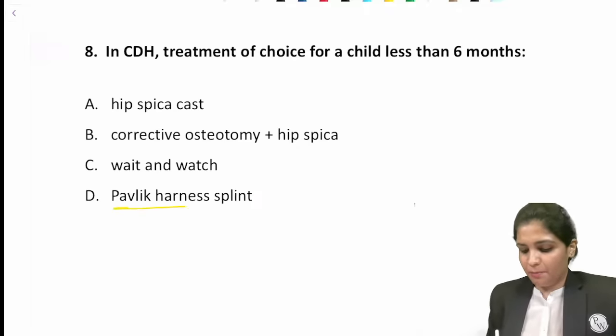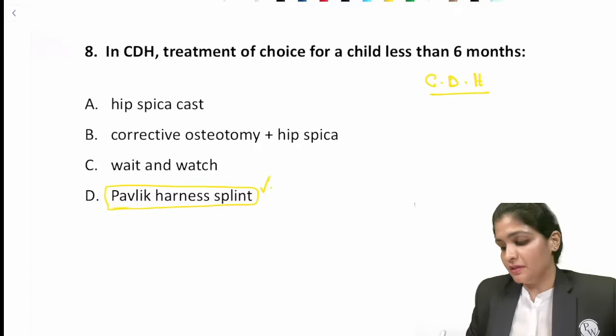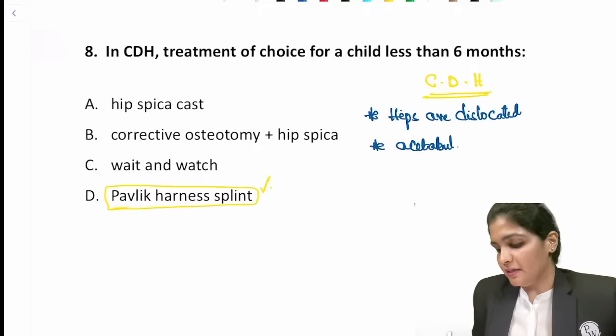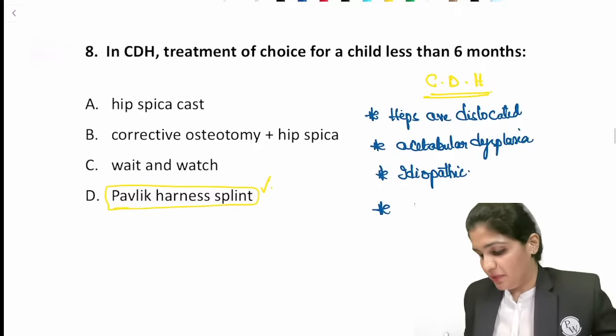So the answer is pelvic harness splint, right? So what is congenital displacement of hip? Congenital dysplasia of the hip is a condition where the hips are dislocated. The reason could be acetabular dysplasia, that means the formation of the acetabulum is not proper during birth itself, or the most common cause is idiopathic, right? And in congenital dysplasia of the hip, usually you see it in females and firstborn.